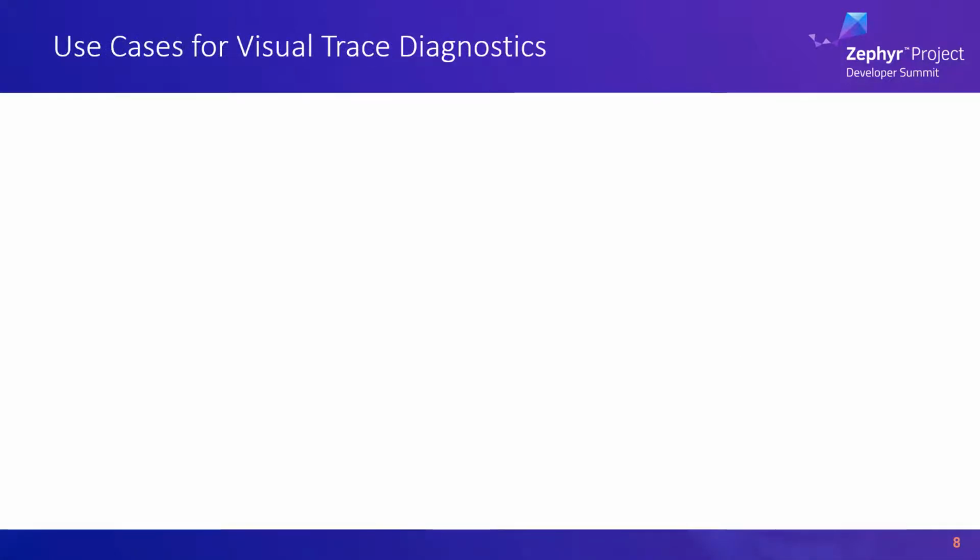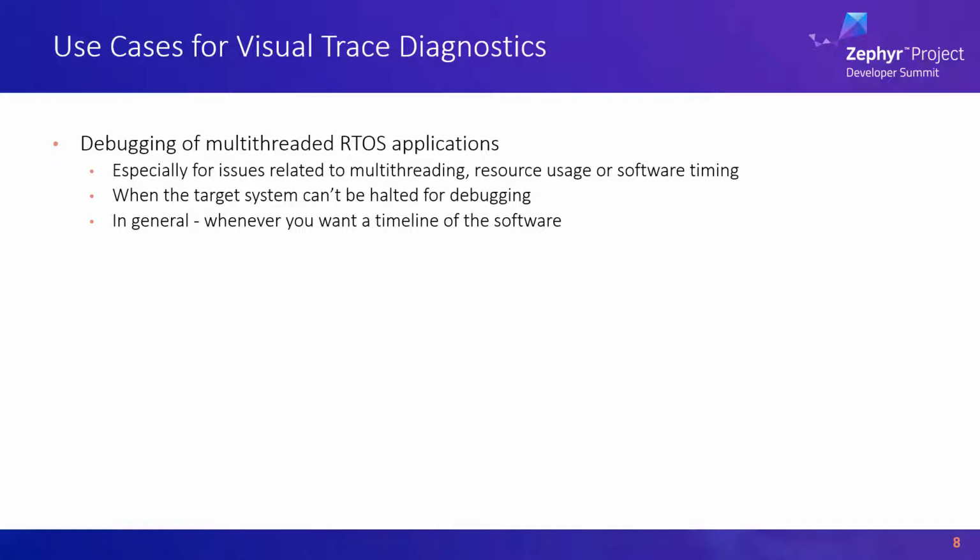So use cases are, of course, debugging, especially for multi-threaded RTOS applications, when you have issues related to multi-threading, resource usage like CPU load, memory usage, or software timing. And there are quite a lot of different issues that may occur that are related to at least one of these categories.